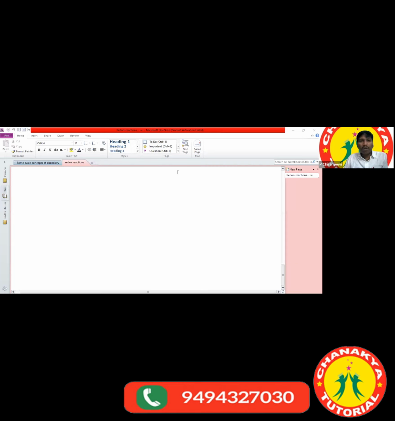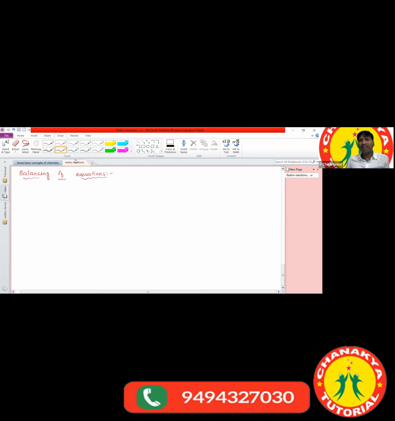So in the last class, we discussed the oxidation number, what is the oxidizing agent, what is the reducing agent, and what is the oxidation and reduction reaction. Now today we are going to discuss the balancing of equations. So what is the main important concept we are going to discuss here? Balancing of equations. Here, for balancing of the equations, we can use two methods.